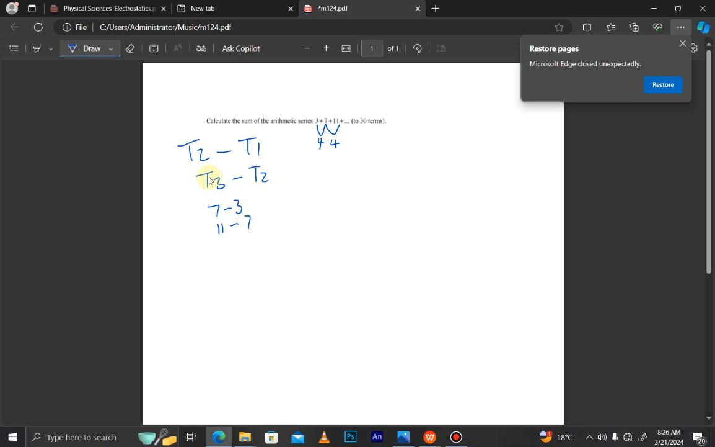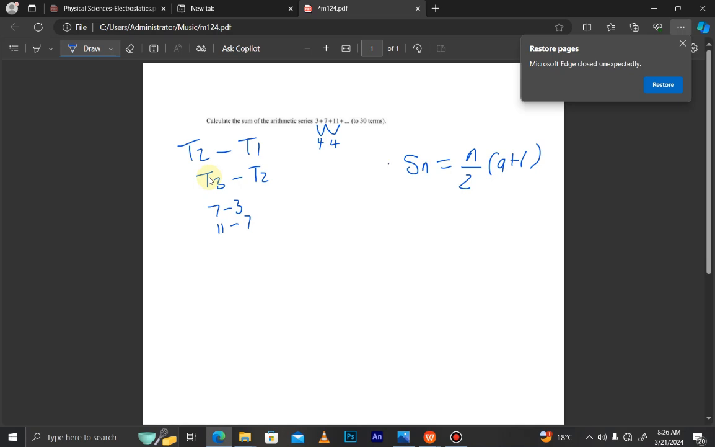Now, since this is an analytic series, it has its own formula. This one has two formulas. It has this formula, which is the sum equals n over 2, bracket a plus l. This is the formula.